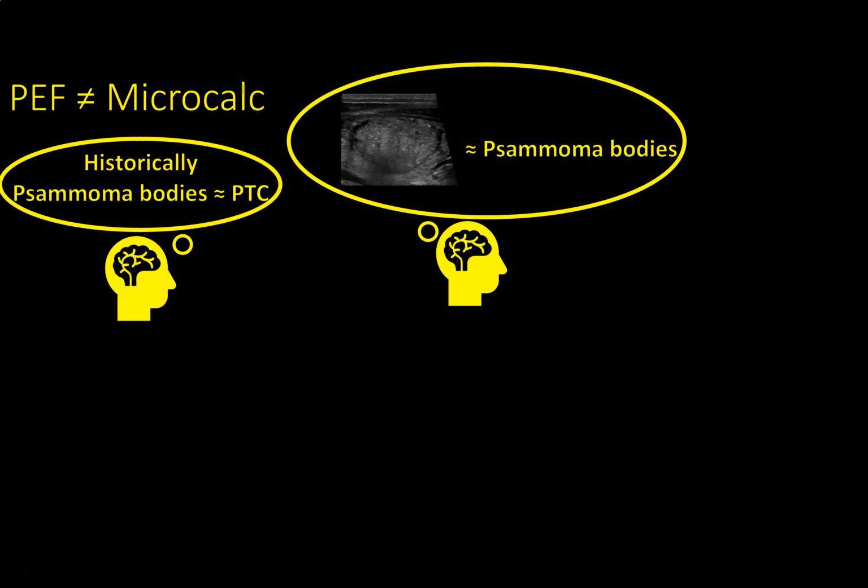Historically, the pathologic diagnosis of papillary carcinoma was correlated with something called psammoma bodies. Psammoma bodies are a specific pathologic feature of papillary thyroid carcinoma, and psammoma bodies contain microcalcifications on pathology. Therefore, it has been assumed that the bright dots we see on ultrasound correlated with psammoma bodies on path. So, traditionally, a lot of us have called these bright dots microcalcifications.